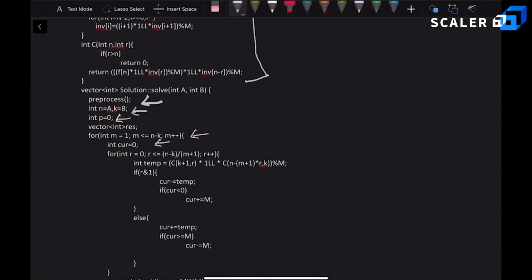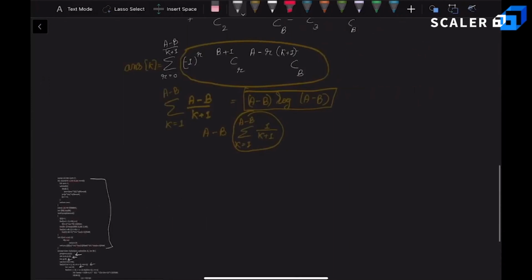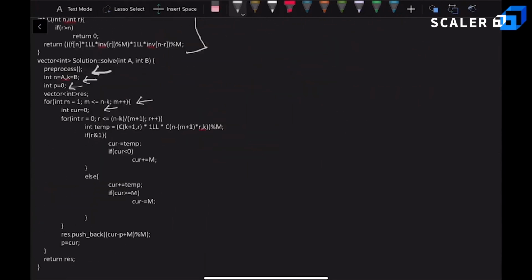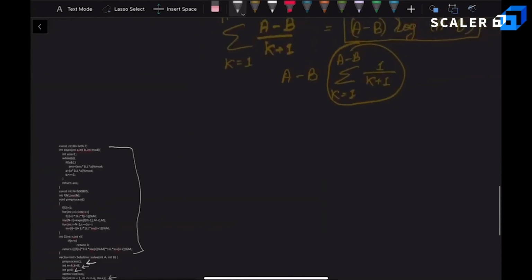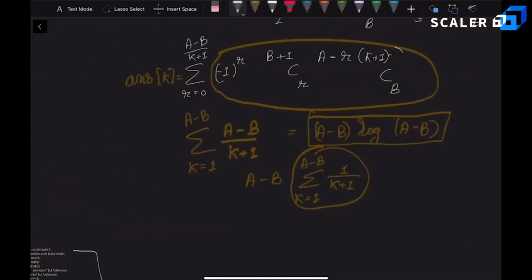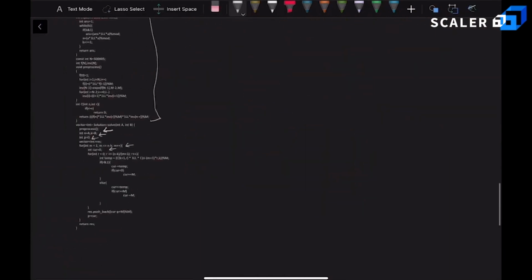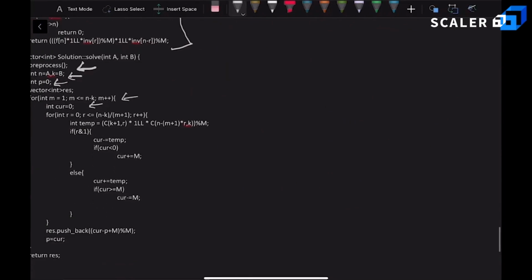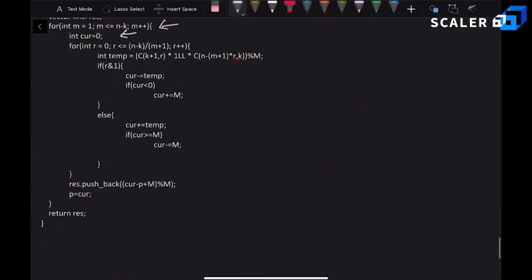We'll iterate from 0 to (n - k)/(m + 1), which is equivalent to saying that we are iterating up to (a - b)/(k + 1). And now temp will be C(k + 1, r) into C(n - r(m + 1), k), that is C(b + 1, r) into C(a - r(k + 1), b). We also have to consider the term (-1)^r. So if r is odd, we decrease the value, current -= temp, else current += temp. And now we know that the answer is the current value minus the previous value, answer(k) minus answer(k - 1). So current minus previous plus mod, modulo mod, and we will simply return the answer.